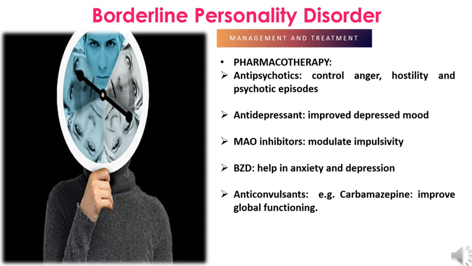Pharmacotherapy. Antipsychotics have been used to control anger, hostility, and brief psychotic episodes. Antidepressants improve the depressed mood common in patients with borderline personality disorder. The MAO inhibitors have successfully modulated impulsive behavior in some patients. Benzodiazepines, particularly alprazolam (Xanax), help anxiety and depression, but some patients show a disinhibition with this class of drugs. Anticonvulsants, such as carbamazepine, may improve global functioning for some patients. Serotonergic agents such as selective serotonin reuptake inhibitors have been helpful in some cases.